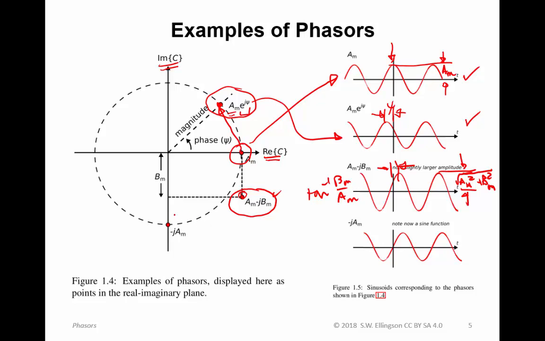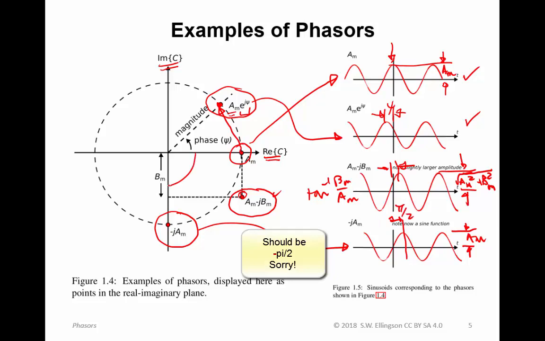Another possibility is this phasor here. It's completely imaginary valued, and it corresponds to this sinusoid. The magnitude of this sinusoid here is A sub m, and the phase of this sinusoid is simply pi over 2, because the phase angle from the real axis to this axis here is pi over 2 radians.